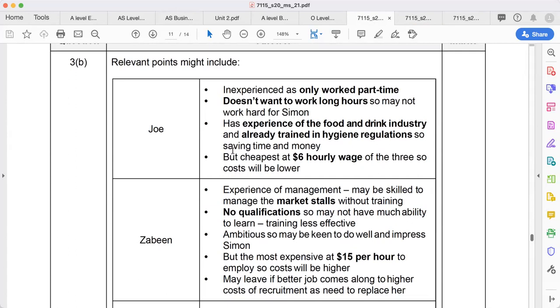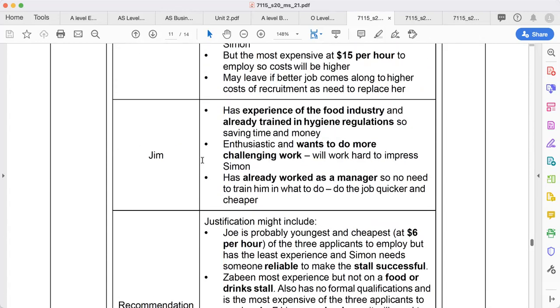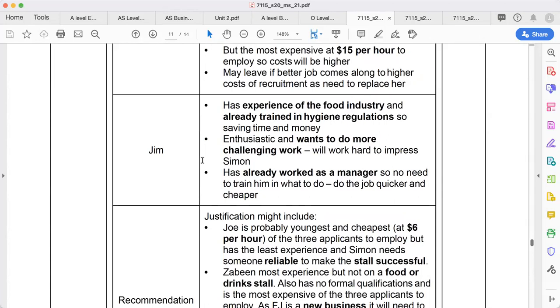For Zabin, we would say experienced manager, maybe skilled manager and all that, but he is expensive because he is taking $15 per hour, or may leave for a better job because he's experienced. Coming to Jim, he has experience of the food industry, the positive thing, but still there might be some negative point of him that we can discuss.